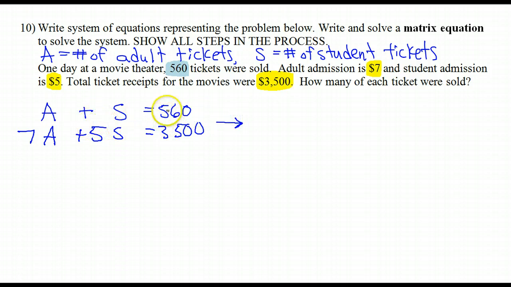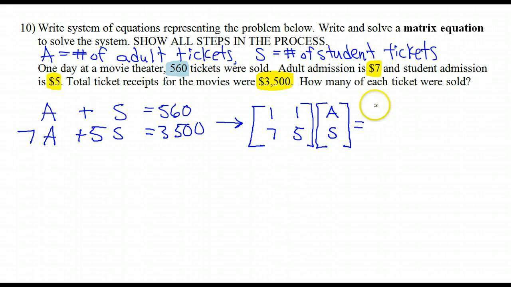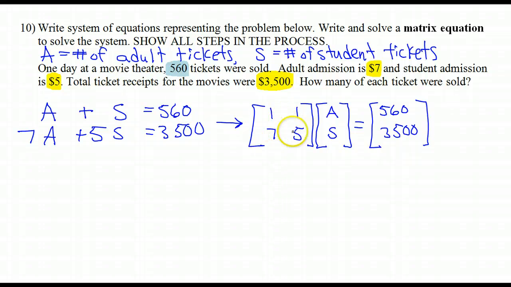So that's our system, but now we have to turn this into a matrix equation. So we can make our coefficient matrix by going 1, 1, 7, 5. Okay, and then we need a variable matrix, A and S, in that order. Okay, and that's going to be equal to our constant matrix, which is 560 and 3,500. So this is our matrix equation. Most of you are pretty good about writing the equations and then writing the matrix equation.